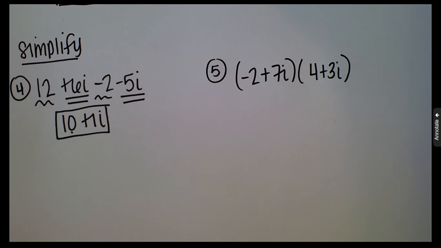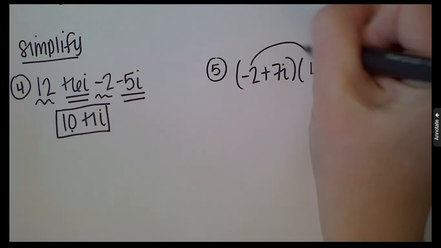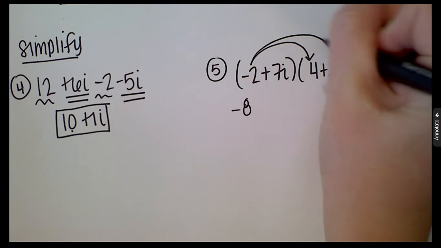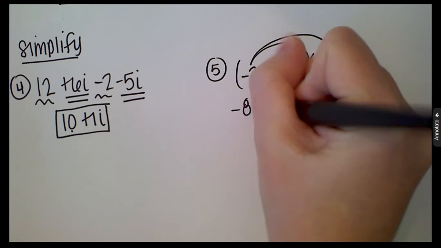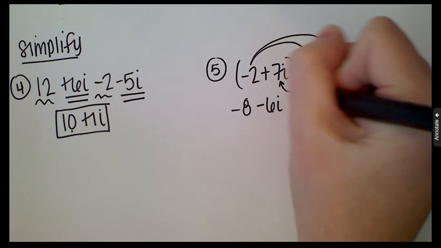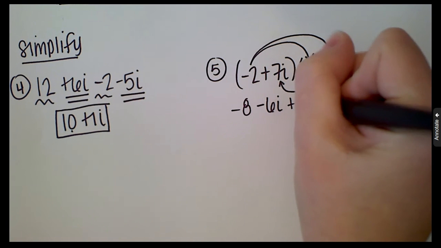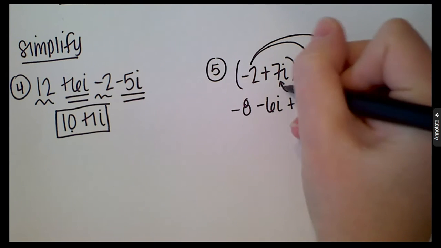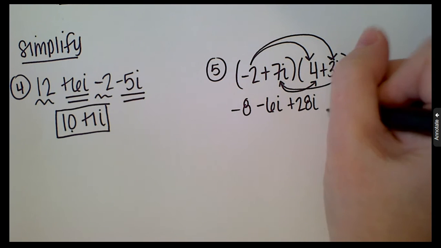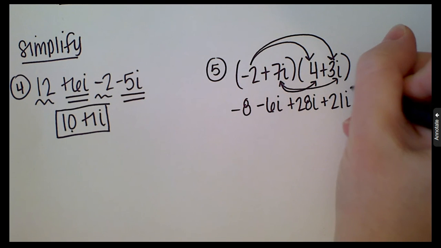If I said simplify that, you would say, oh, I'm just multiplying two binomials. To do that, I'm going to distribute. So let's do some distributing. Negative 2 times 4 is negative 8. Negative 2 times 3i is negative 6i. I'm just multiplying like normal. 7i times 4 is plus 28i. And then 7i times 3i is 21i squared.